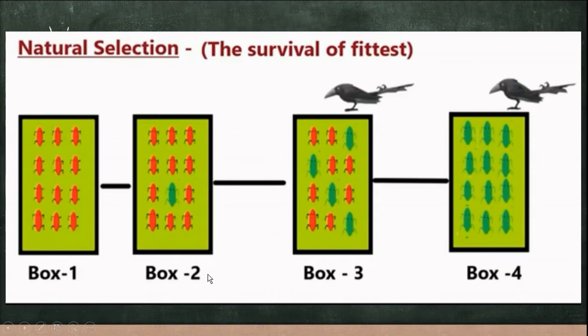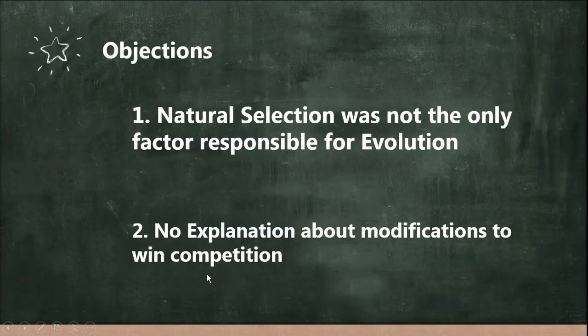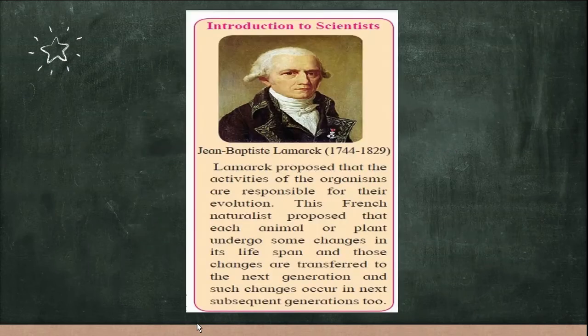Now you see the objections which were raised regarding Charles Darwin's theory. The first one is that natural selection was not the only factor responsible for evolution, and there is no explanation about modifications to win the competitions. He has not explained what characteristic an organism must adopt so that it will be able to win in the competition. No explanation regarding that was given, and therefore objections were raised against Darwin's theory. But still it proved very important in the theory of evolution.